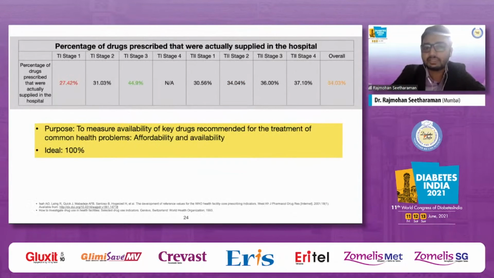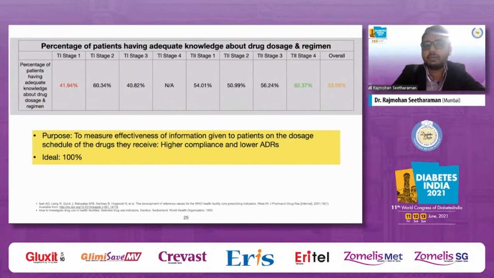Then coming to percentage of drugs prescribed that were actually supplied in the hospital. It is done to measure availability of key drugs which are recommended for the treatment of common health problems. They ensure affordability and availability of drugs. Our number was 34.03%. It was highest in type 1 stage 3 and it was lowest in type 1 stage 1. And there was no significant difference between our subgroups. Then coming to percentage of patients having adequate knowledge about drug dosage and regime, it is done to measure the effectiveness of information given to patients on the dosage schedule of drugs they receive. It ensures a higher compliance and lower ADR.